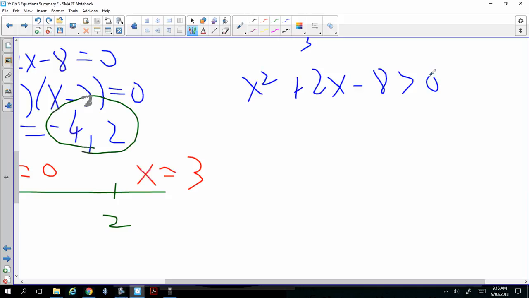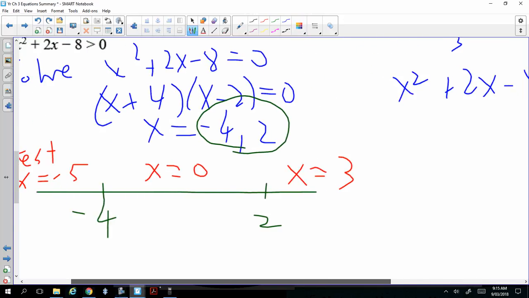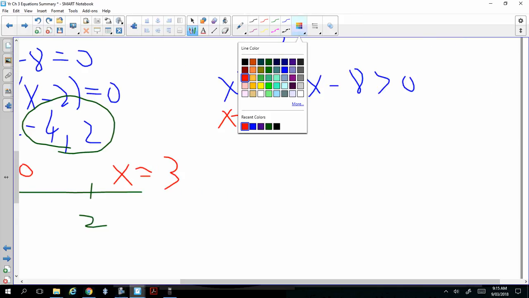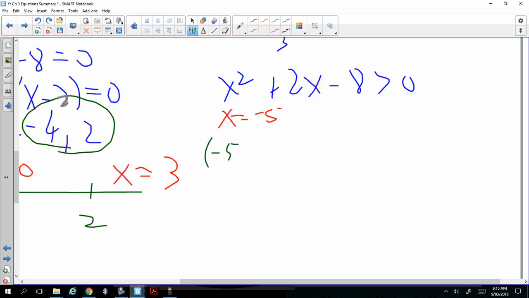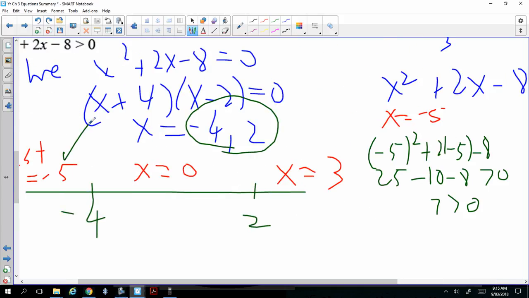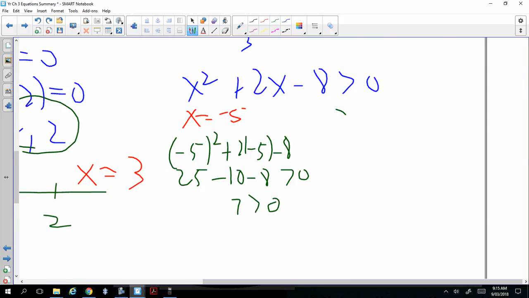Right? So you go negative 5 squared plus 2 times negative 5 minus 8, which is 25 minus 10 minus 8. Is it positive? It is, right? 7 is bigger than 0, so this one's correct. Tick, and then you check 0. X is 0. 0 plus 0 minus 8, is it bigger than 0? False. So you put a cross.